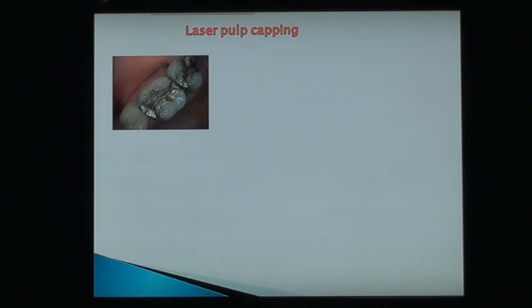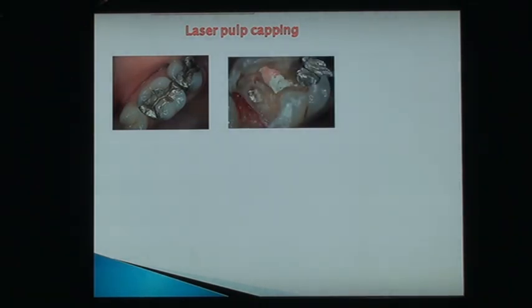We will talk now about laser pulp capping. We have old amalgam filling and deep caries cavity. Here we cannot use laser to remove amalgam. We can apply laser around amalgam, but on the dental tissue, so we can make a small cavity and then we can remove the amalgam. Or you can use high speed handpiece and remove the amalgam, and then you transfer to the laser to clean and remove caries.